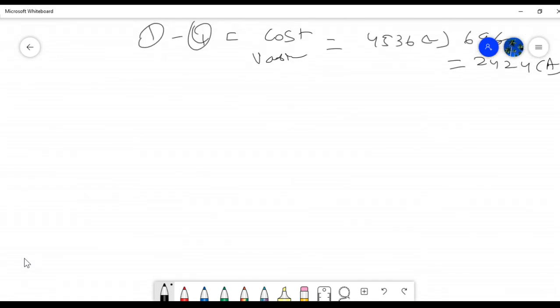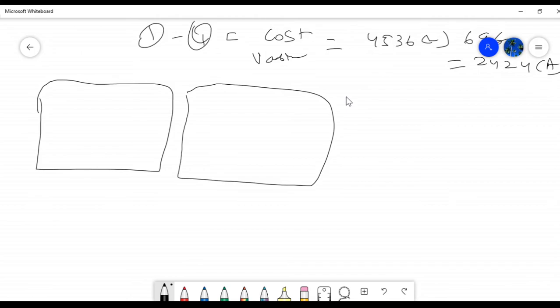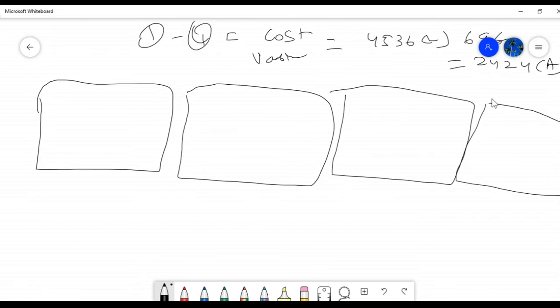So again we are discussing material. In the question they are asking us to work out the material answer only. So we are working out material first. 1, 2, 3, 4. Okay, 1, 2, 3, 4.